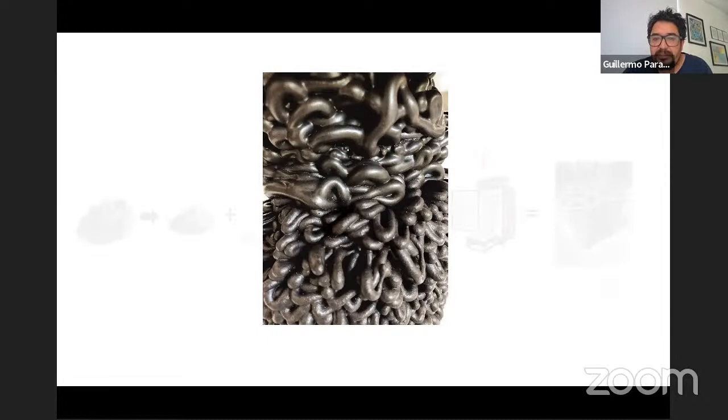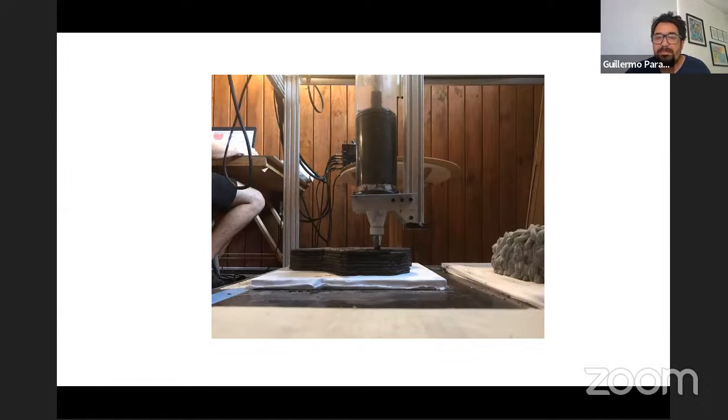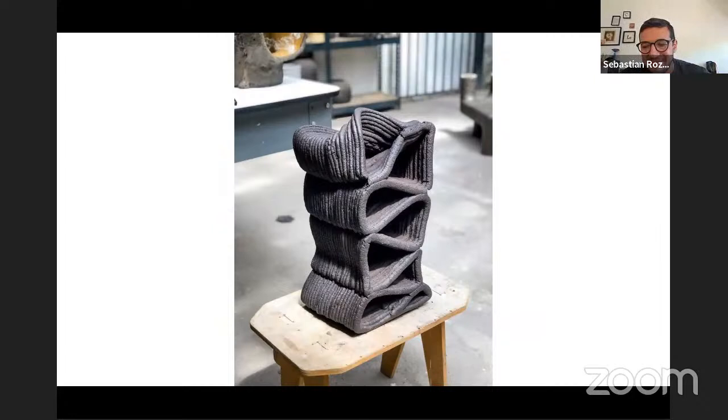So then we replaced the syringe with a digital 3D printer. It was a ceramic printer we had at our studio that was designed in house. The ceramic one was totally changed for printing this stone paste in a way. Basically, it's a giant syringe with a screw. And they are the first things.